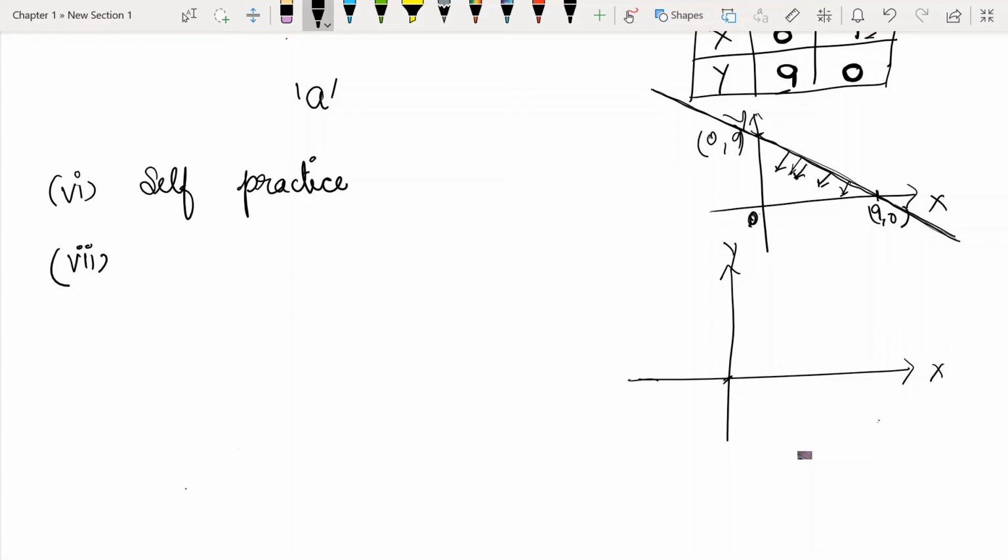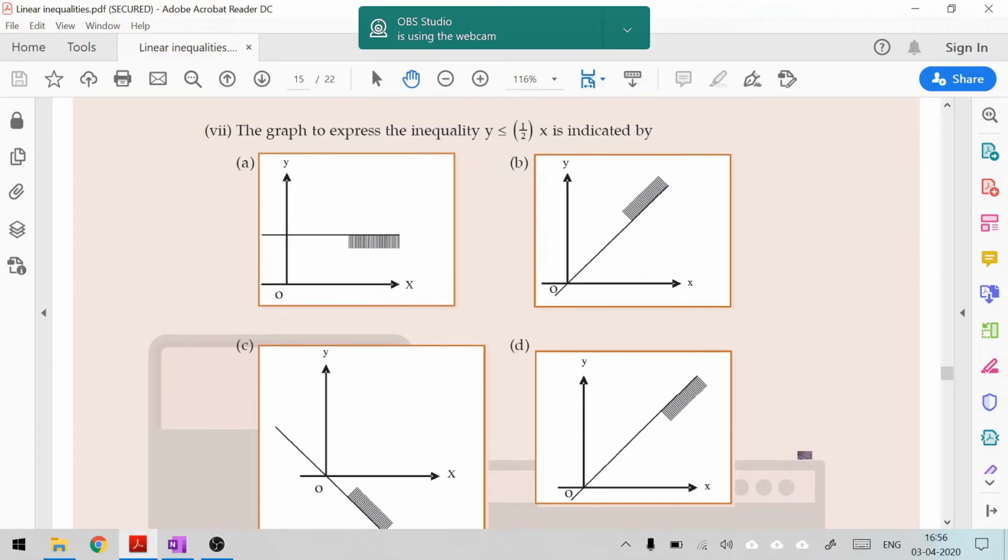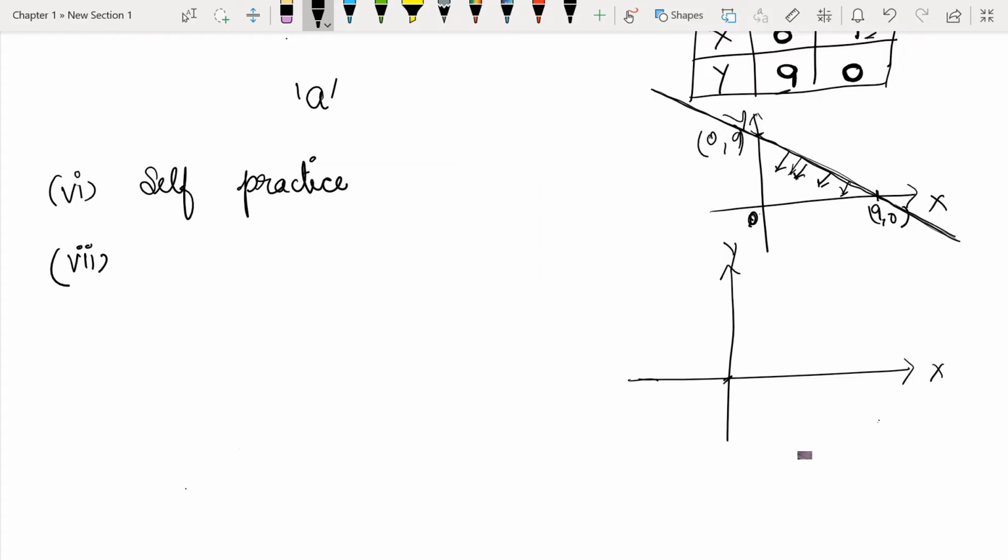So let me go to this question number 7, and see what they have showing you here. So they have given you an inequality, y is less than or equal to half x. Let us write it here. Y is less than or equal to half x. So that half, if I take it here, it will become 2y. 2y is less than or equal to x. So suppose I have a column here.